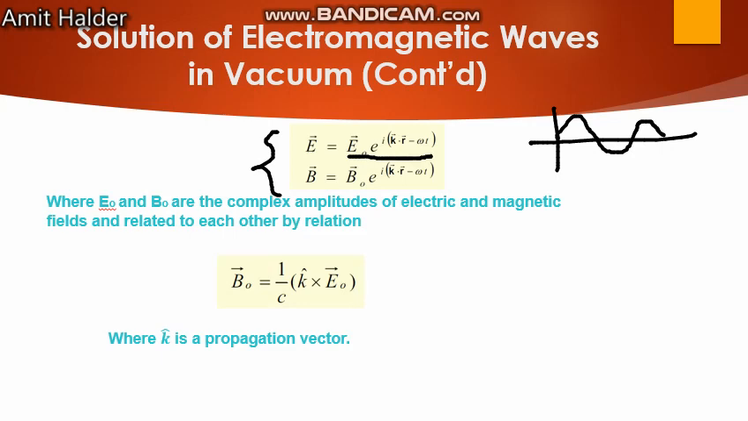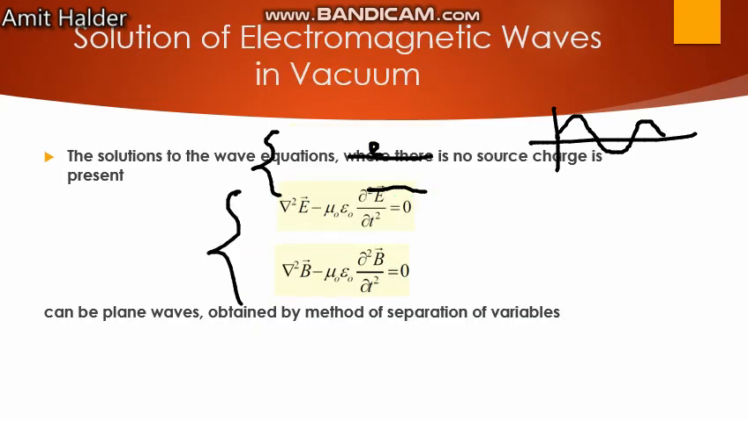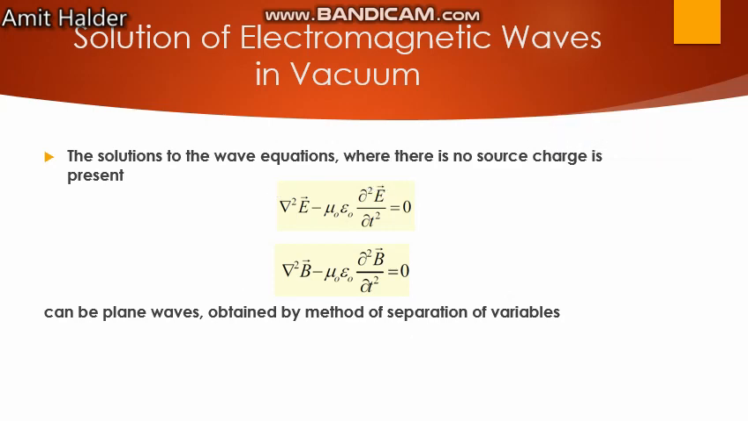It is a sinusoidal wave, as we know. E is equal to E naught exponential to the power i(k·r minus omega t), like a sinusoidal form. B is also like that. They are the same because of this. From this equation and the method of separation of variables, that is a method of getting the solution of a partial differential equation.